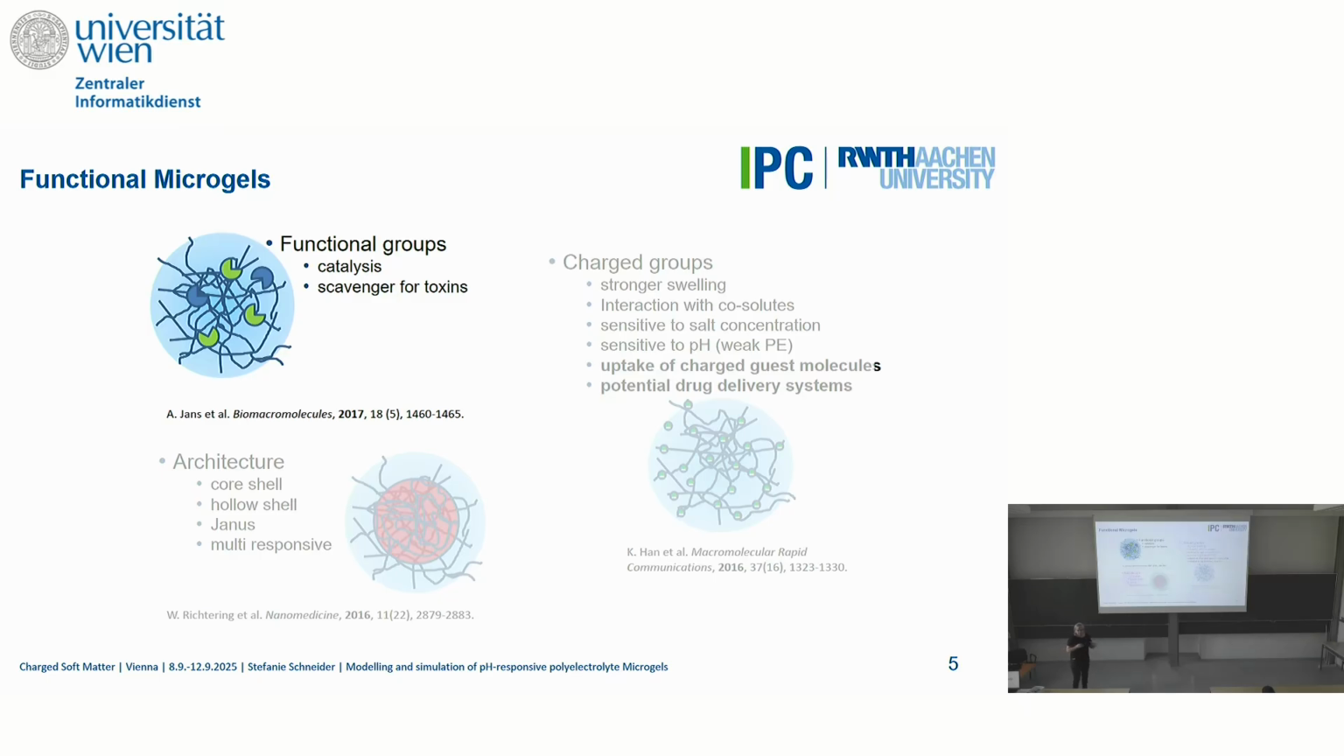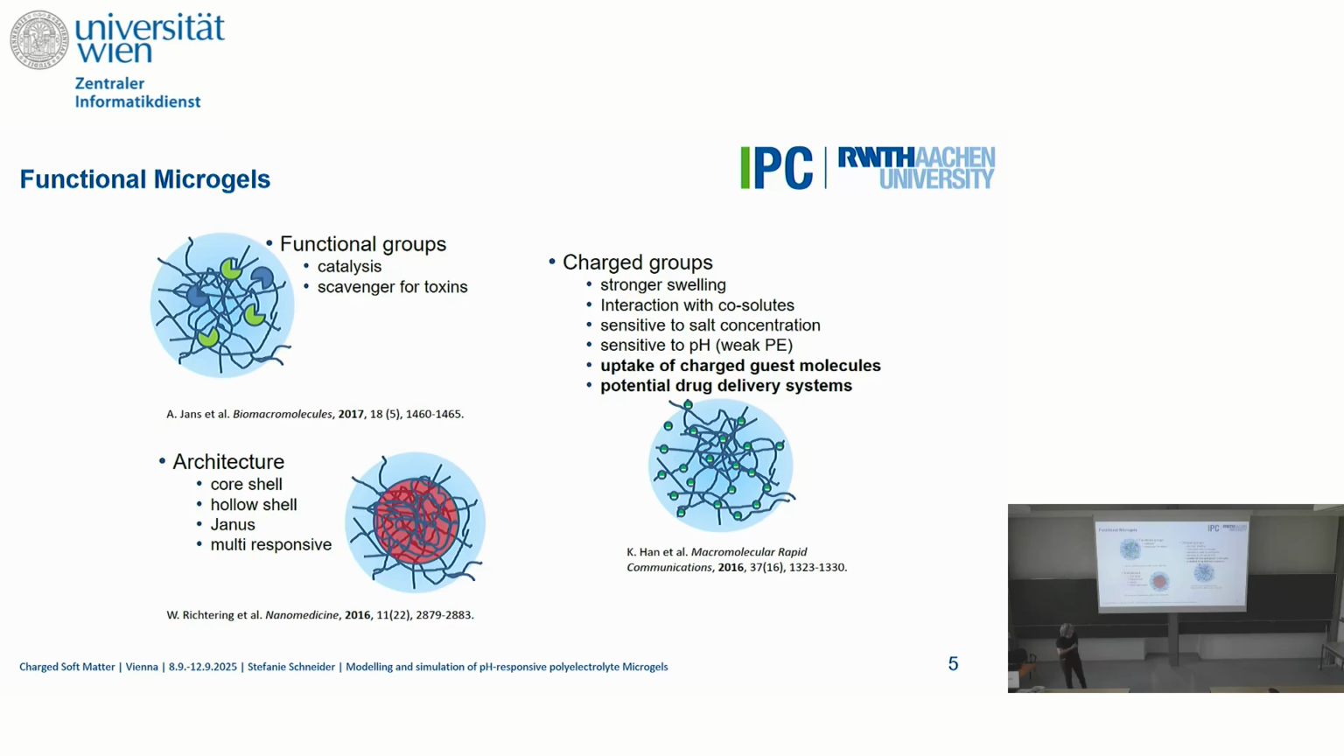And we in Aachen were fortunate to have funding for research on microgels for the past 12 years. So going from very simple spherical systems, our groups in Aachen were able to, for example, introduce functional groups to use microgels for catalysis or as scavengers for toxin in medical applications, or also to change the architecture from simple spheres to, for example, core-shell structures, hollow structures, Janus particles, or even anisotropic shapes. And also, microgels can contain charged groups. That's what I'm mainly interested in.